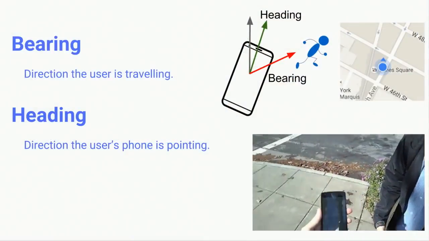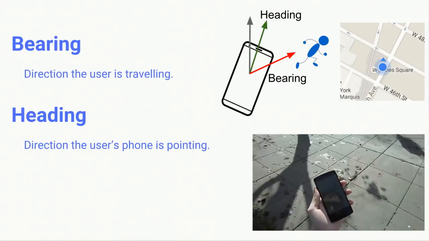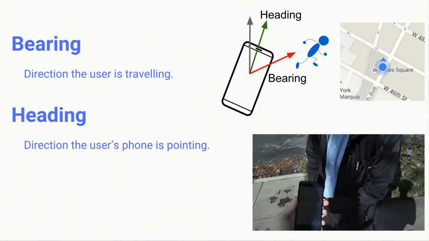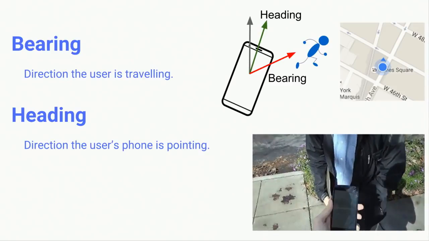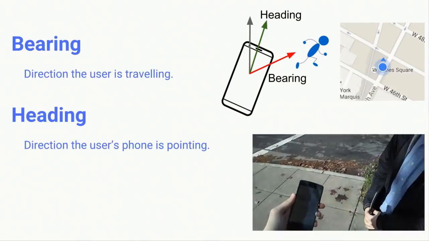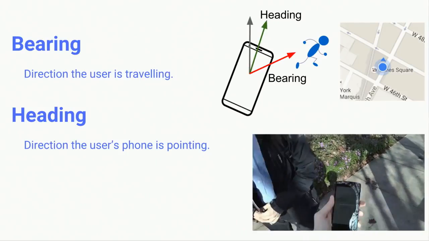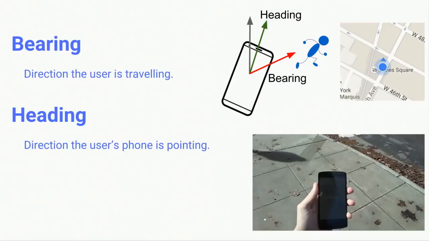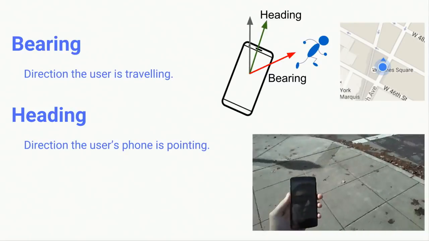So what is heading and bearing? Bearing tells you, as a context, the direction that the user is traveling. And heading is the direction that the user's phone is pointing. So heading and bearing are different. Heading is something that, if you are standing at a stoplight and you pan your phone around to find which direction you should walk, that's when your heading changes and your bearing is not necessarily changing at that point.